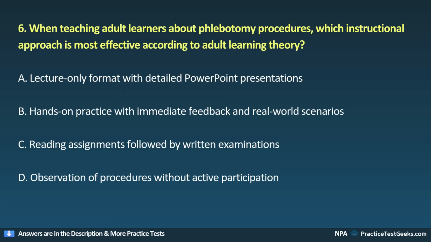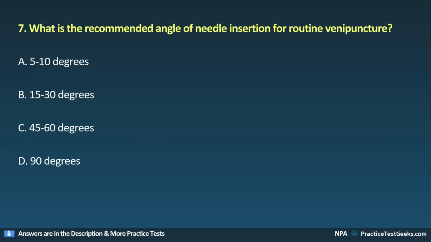6. When teaching adult learners about phlebotomy procedures, which instructional approach is most effective according to adult learning theory? A. Lecture-only format with detailed PowerPoint presentations. B. Hands-on practice with immediate feedback and real-world scenarios. C. Reading assignments followed by written examinations. D. Observation of procedures without active participation.